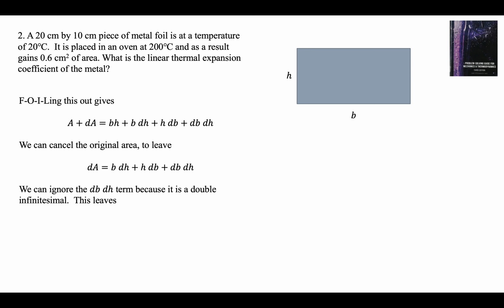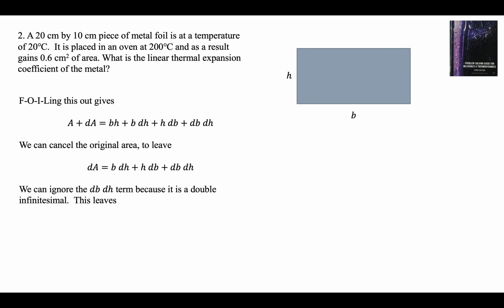So here's the original rectangle. I'm going to make it a little bit bigger. I'm going to make the height bigger and the base bigger. Boom. Now I'm going to draw the original rectangle again. The height changed by dH. That's the change in height. The new height is H plus dH. The base changed by dB. B plus dB is the new base. And here's the new area.